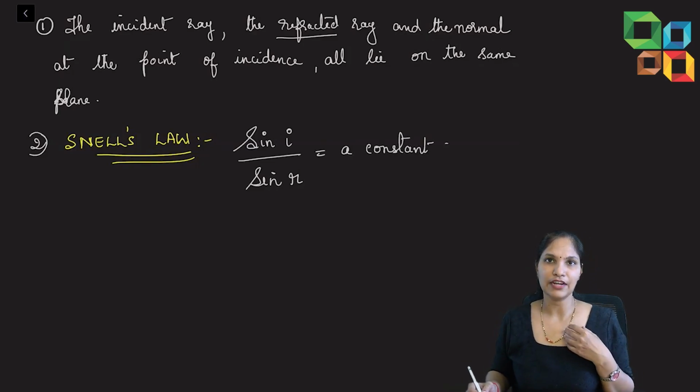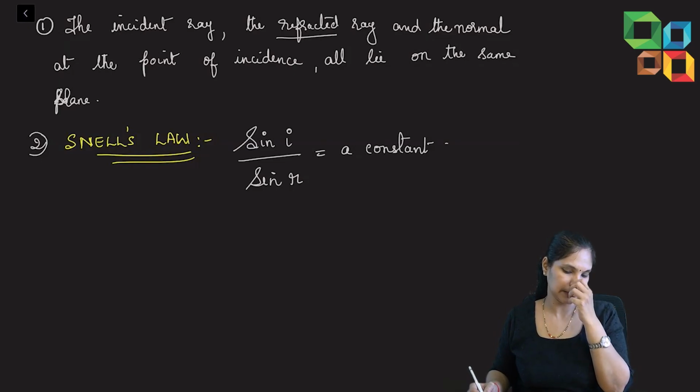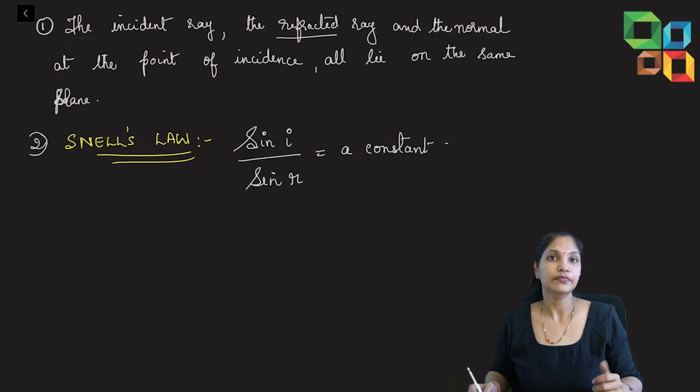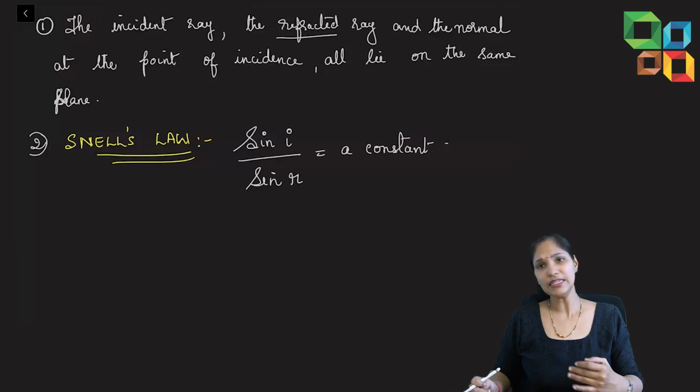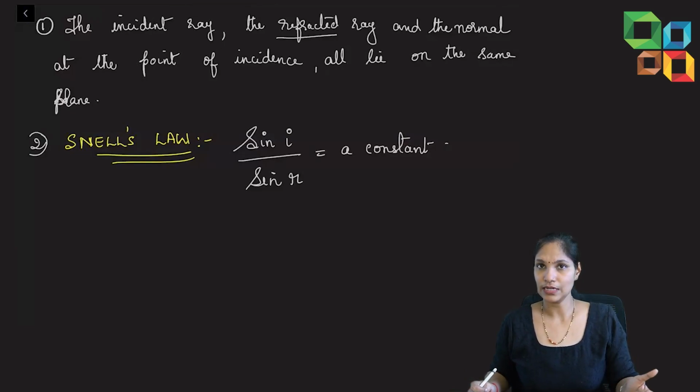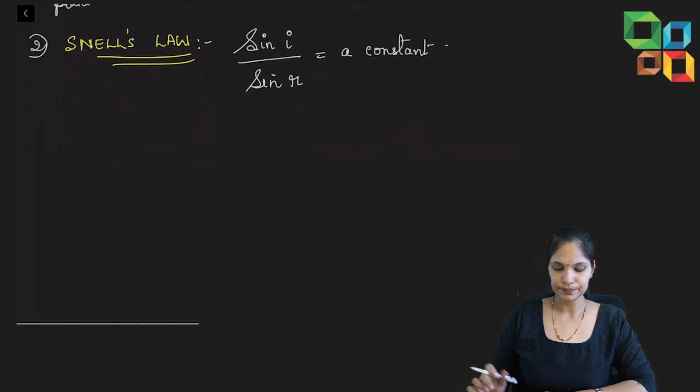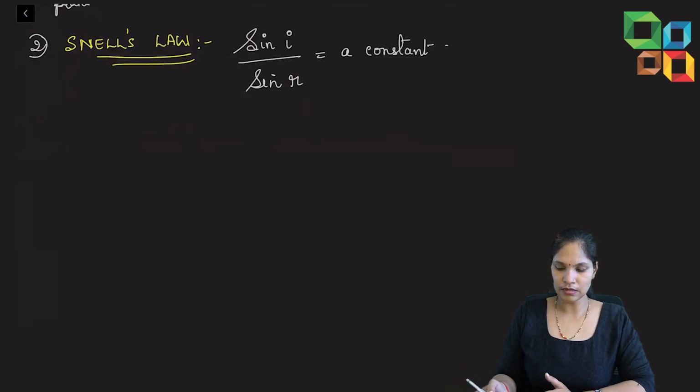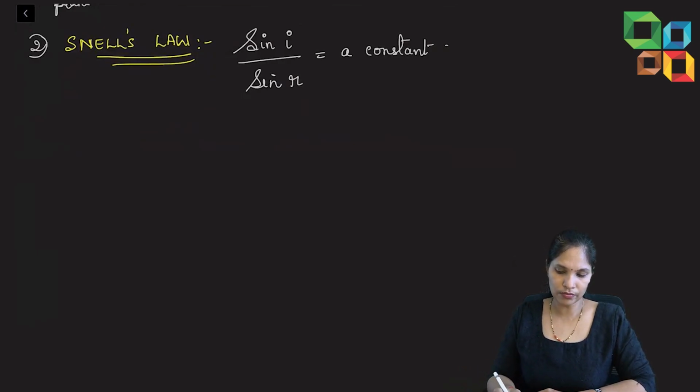So what does I stand for here? Angle of incidence. R stands for angle of refraction. It is a constant. Okay, what is that constant? We'll check out that later. Yeah. So I'll just tell you what this means now. The mathematical form, what does that mean?